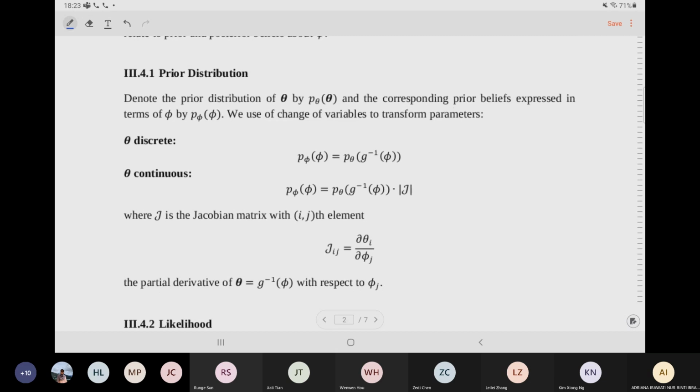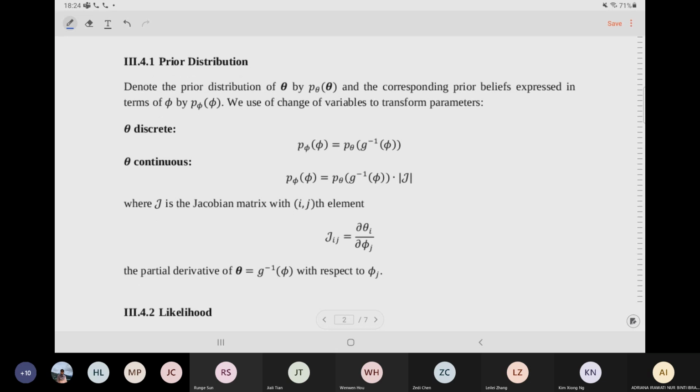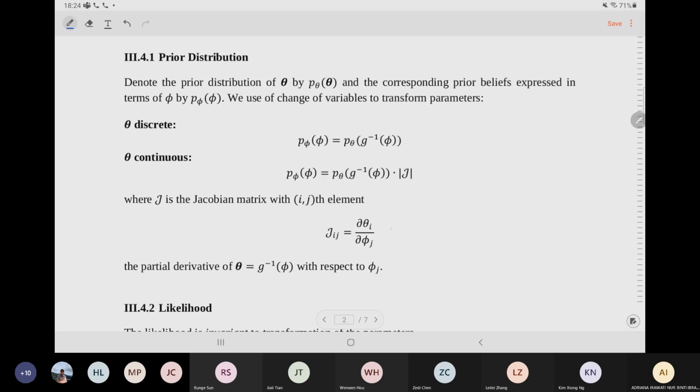Usually, apart from using the CDF, it's actually easier to use the change of variable technique. It's up to you, but here I'm going to use the change of variable technique. If you have discrete and continuous, the difference is that the continuous has the Jacobian, where you have to differentiate theta given theta over phi. The discrete does not have the Jacobian.